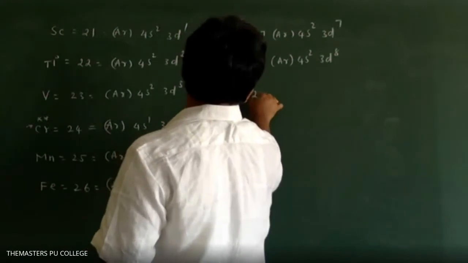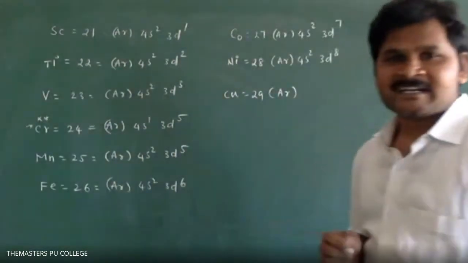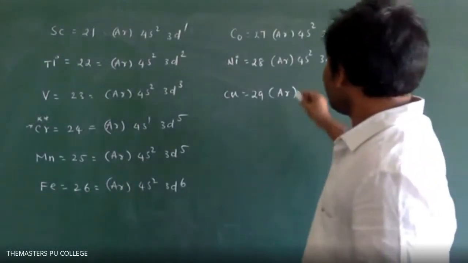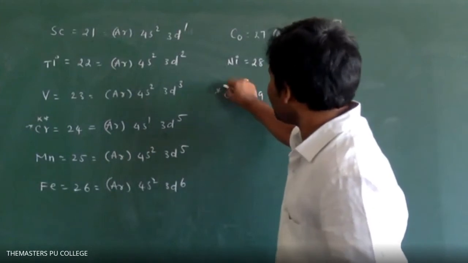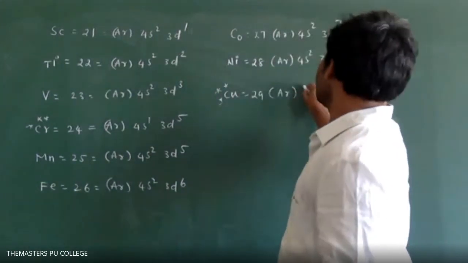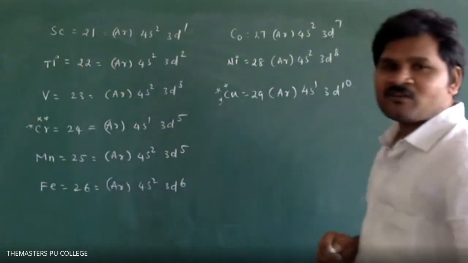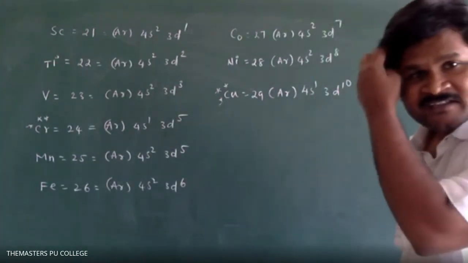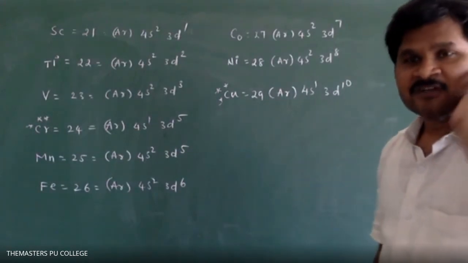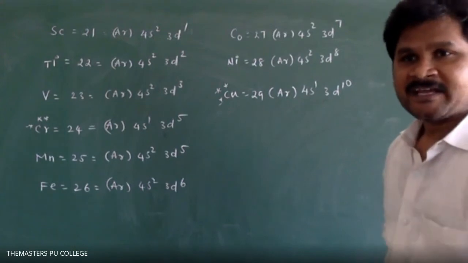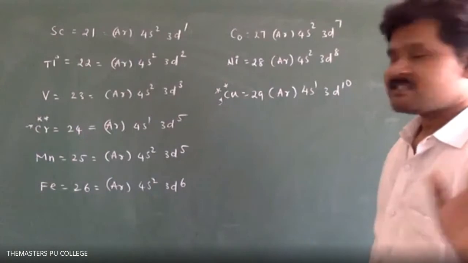Copper, 29, argon. What is the expected electronic configuration? You will write 4s2 3d9, but the copper electronic configuration is 4s1 3d10. So the d4 and d9 configurations you want to get in elements 21 to 30, that is the simple trick you have to remember: d4 and d9 in atoms, not in ions.